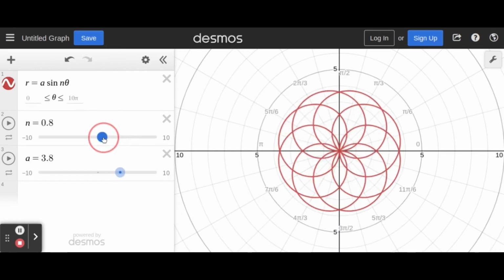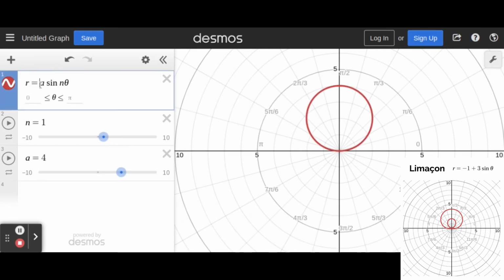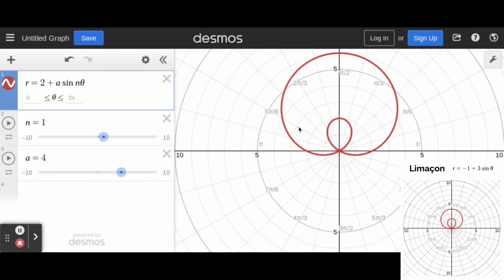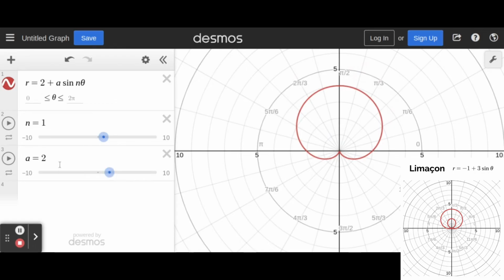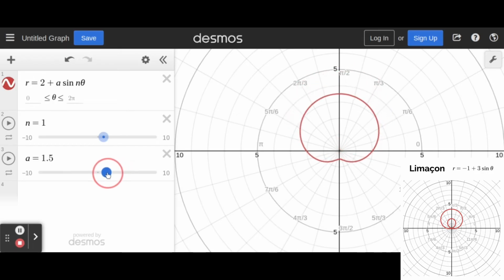Now, let's bring this back down to 1. Make it a circle. And let's take a look at the limaçon version of it. If I were to take like 1 and add 1 to this, there it is. It makes that limaçon. What if I make it 2? It makes it bigger. What if I made a smaller? It becomes the dimpled version, where now it's more of a heart instead of the weird loopy looking thing, which I believe is called a looped limaçon, and that's a dimpled limaçon.